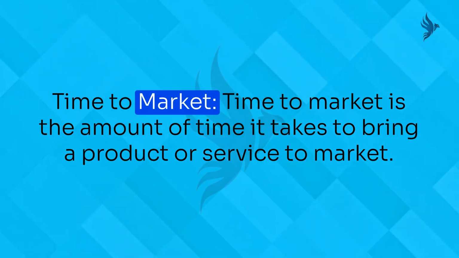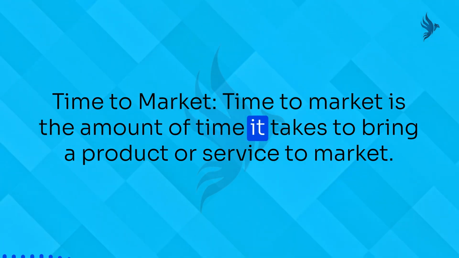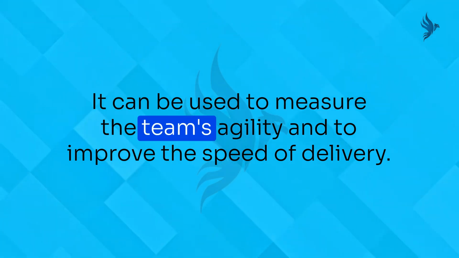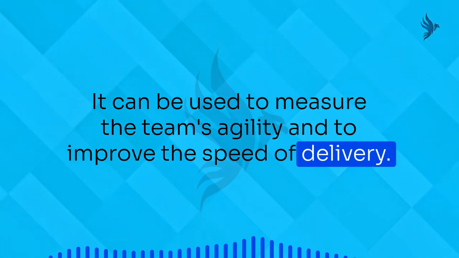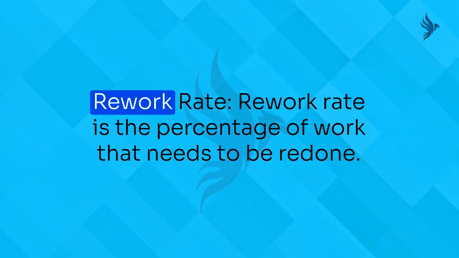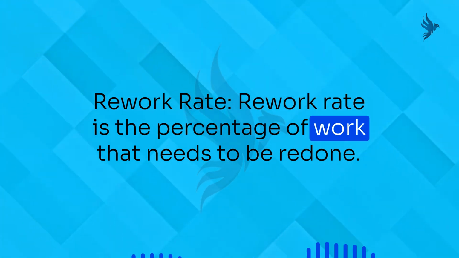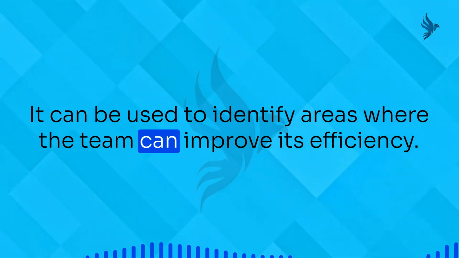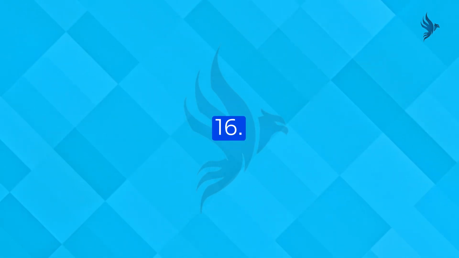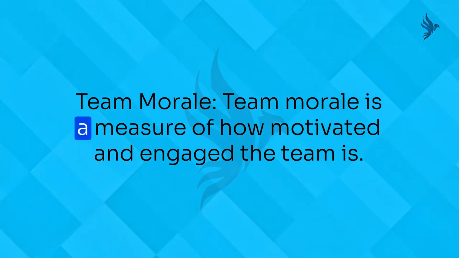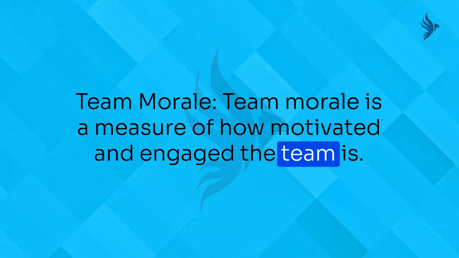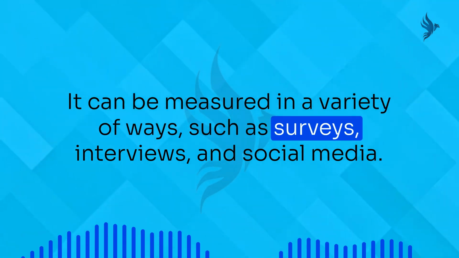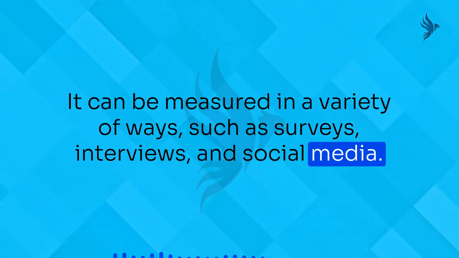14. Time to market. Time to market is the amount of time it takes to bring a product or service to market. It can be used to measure the team's agility and to improve the speed of delivery. 15. Rework rate. Rework rate is the percentage of work that needs to be redone. It can be used to identify areas where the team can improve its efficiency. 16. Team morale. Team morale is a measure of how motivated and engaged the team is. It can be measured in a variety of ways, such as surveys, interviews, and social media.